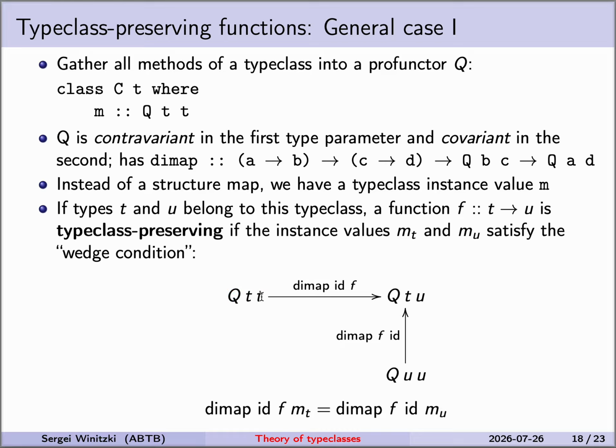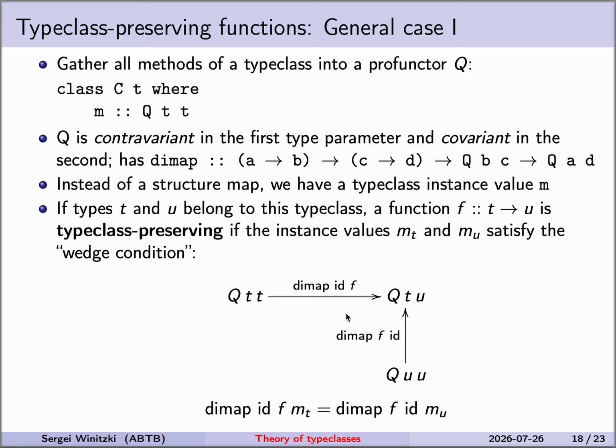So you begin with two values. This type diagram does not look like a square. It looks like a wedge. So it's called the wedge condition. It begins with two values, mt of this type and mu of this type. Then you apply dimap with identity and f, so that only maps the second type parameter. And here you apply dimap of f and identity, only mapping the first type parameter. The result is a value of type q, t, u, and that must be the same value. So that is this equation.